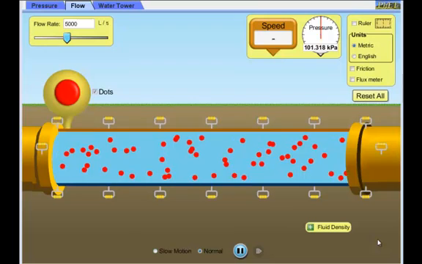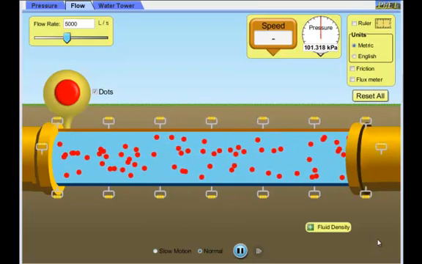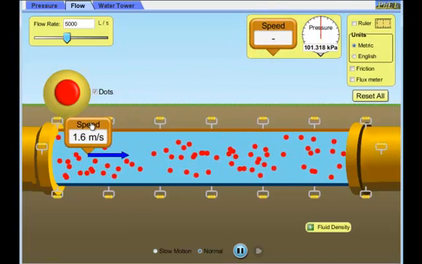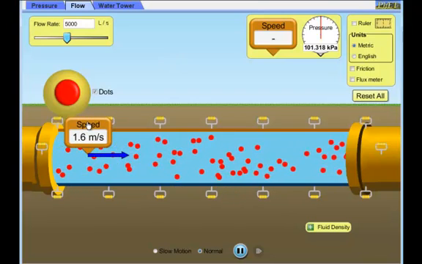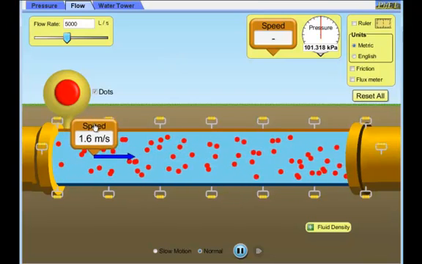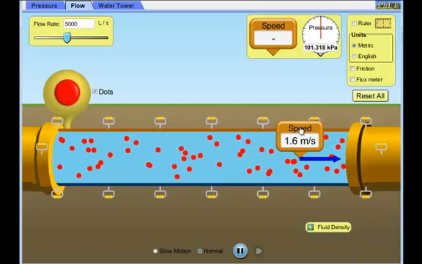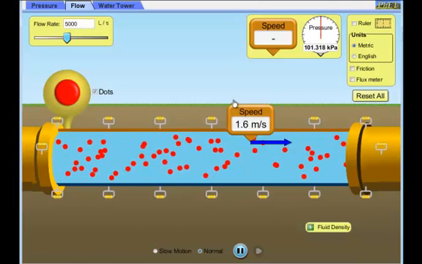Here's a simulation of the fluid flow in this particular pipe. So if we look at the speed of the fluid, notice that it's pretty constant, 1.6 meters per second, all the way through the middle and over here towards the end. But let's see what happens when we change the cross-sectional area.